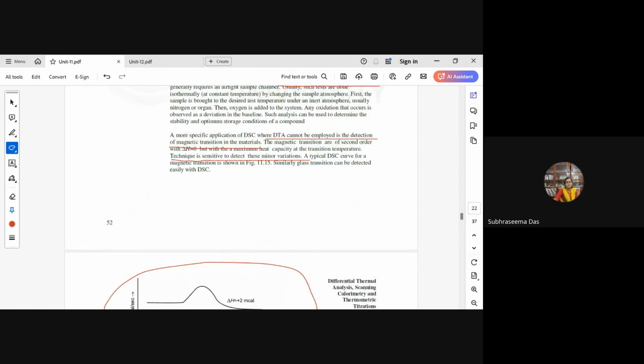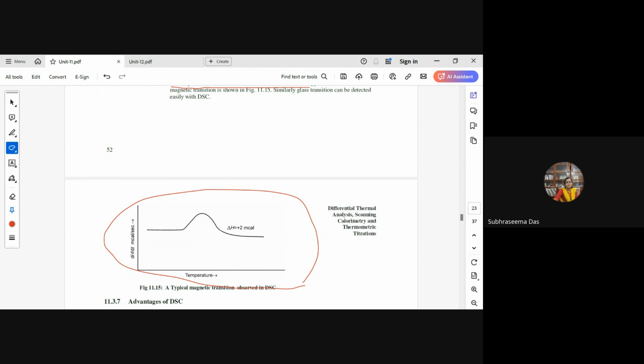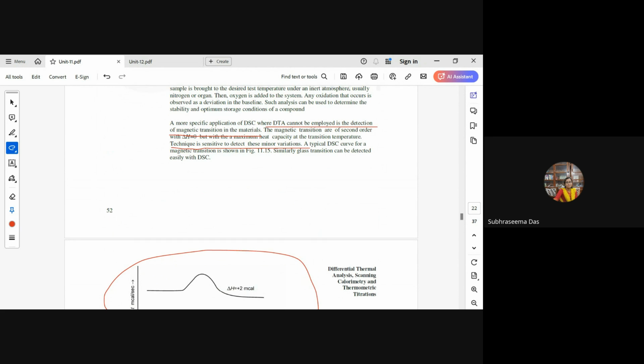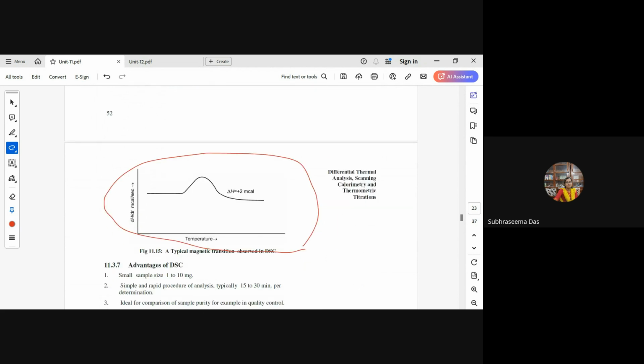In general, we can say that DSC has been particularly useful in various fields of analysis, starting from liquid crystals to polymers, to understanding drug polymer interaction, to understanding the Tg and Tm of waxes and fats, and also in the analysis of various magnetic transitions in various materials.